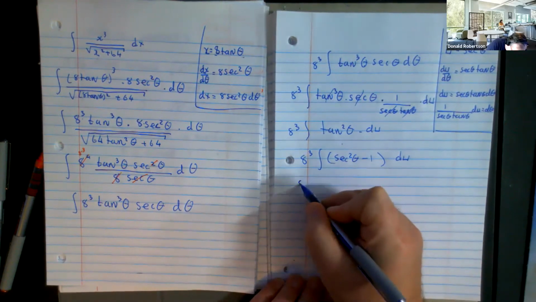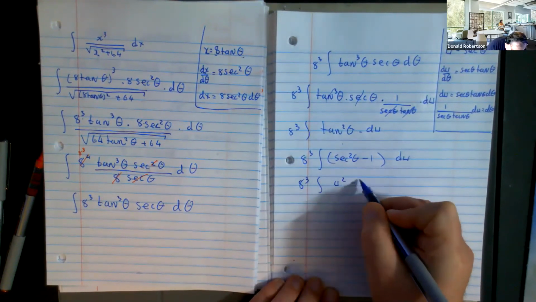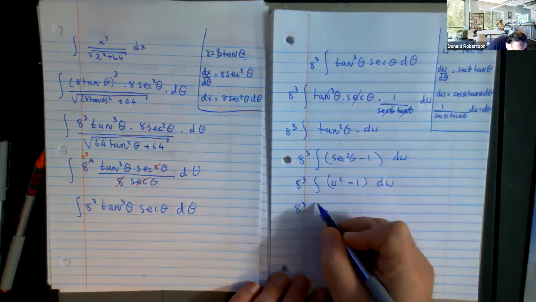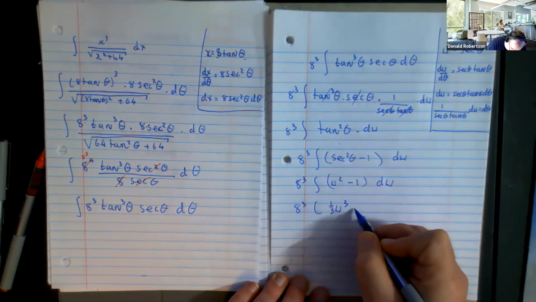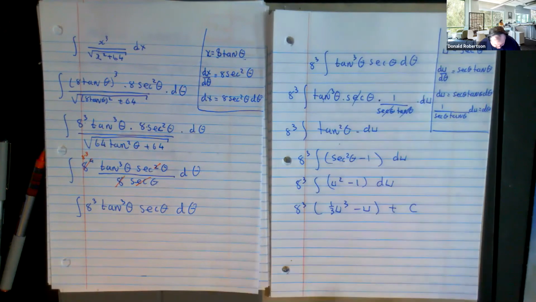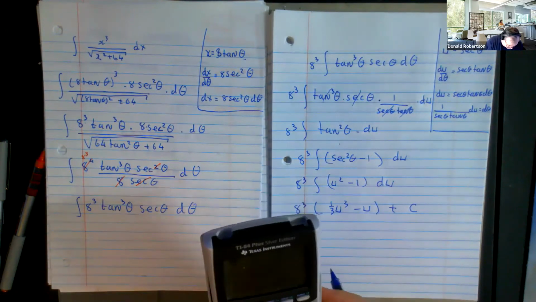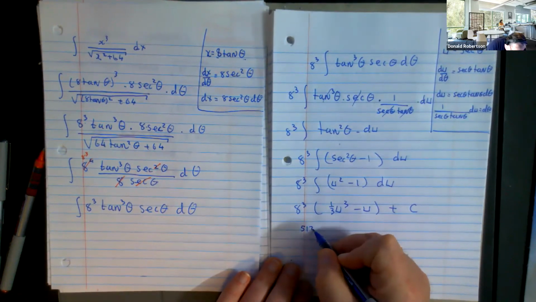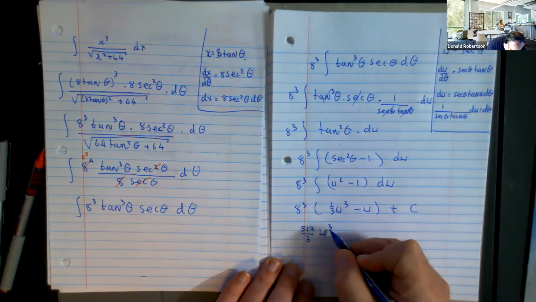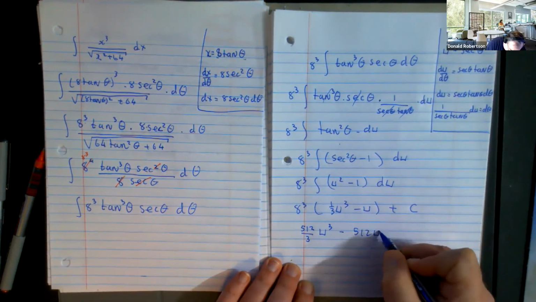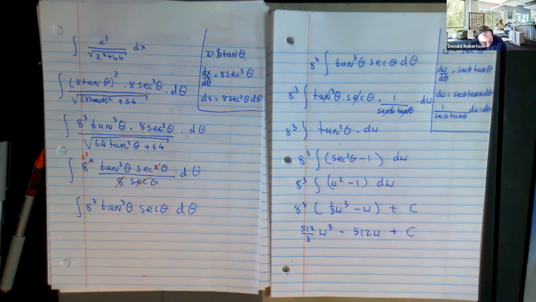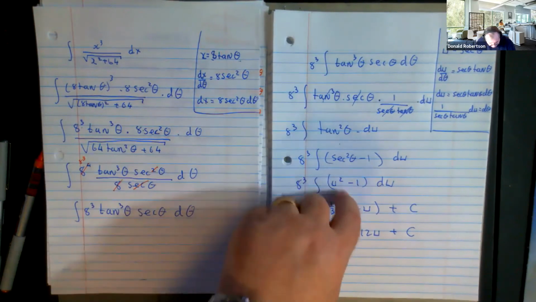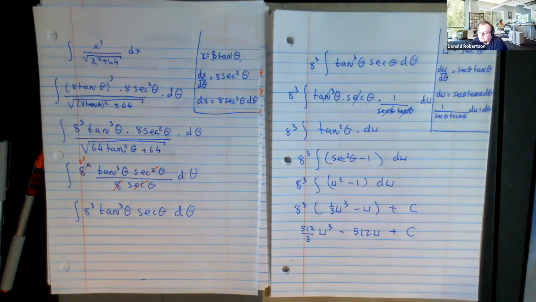Which means this becomes u squared minus 1, which then becomes 1/3 u cubed take away u plus c. Okay, that 8 cubed's been 8 cubed too long. 512. So it's 512 over 3 u cubed, take away 512u plus c. How many lines is that? 1, 2, 3, 4, 5, 6, 7, 8, 9, 10, 11. We're on line 12 and we're about halfway through.